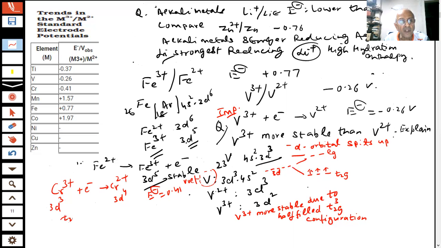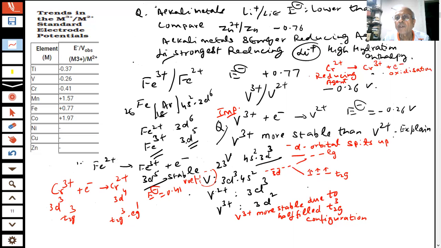This is our T2G3. And this will be what? T2G3 and EG1. One electron goes in the EG1, or it may go in this itself. What I am trying to say is that chromium 2 plus will try to go to chromium 3 plus. Is it oxidation or reduction? Oxidation. It is undergoing oxidation. Therefore, it will act as a reducing agent.